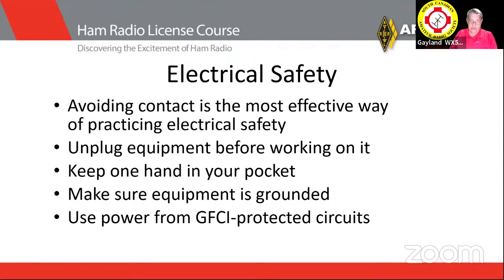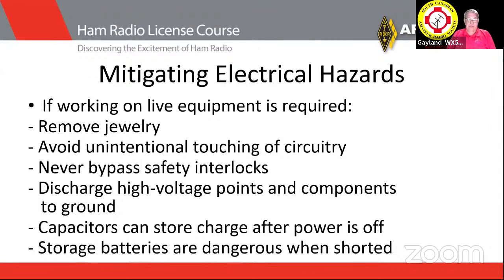Good practice is to keep one hand in your pocket. That means you're not completing the circuit via you. Make sure your equipment's grounded, and use power from GFCI protected circuits. That's particularly if you're working in field day conditions or outdoor conditions, but it works good inside too. If you do have to work on live equipment, take your jewelry off. That includes your rings. That includes your watch.